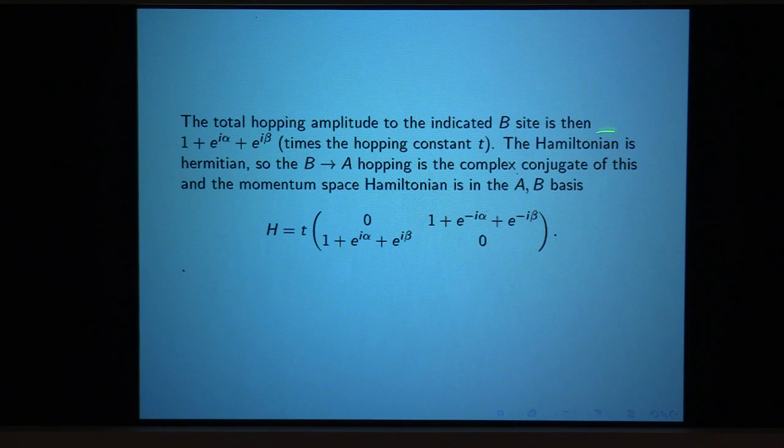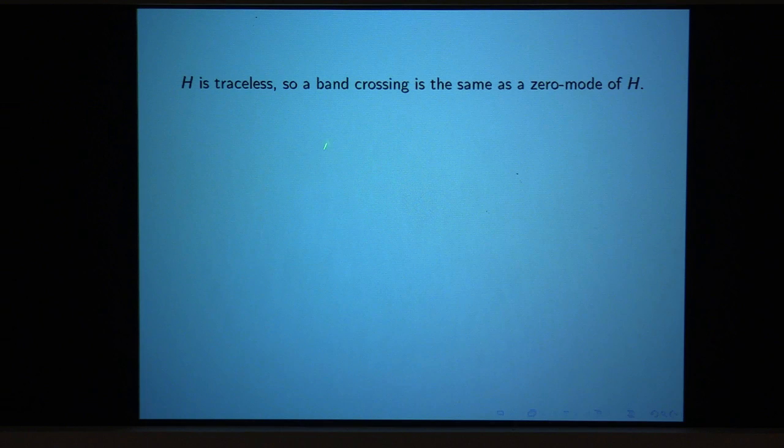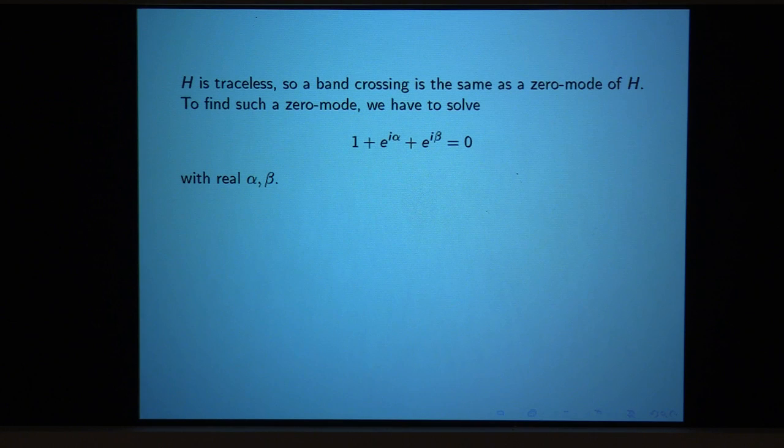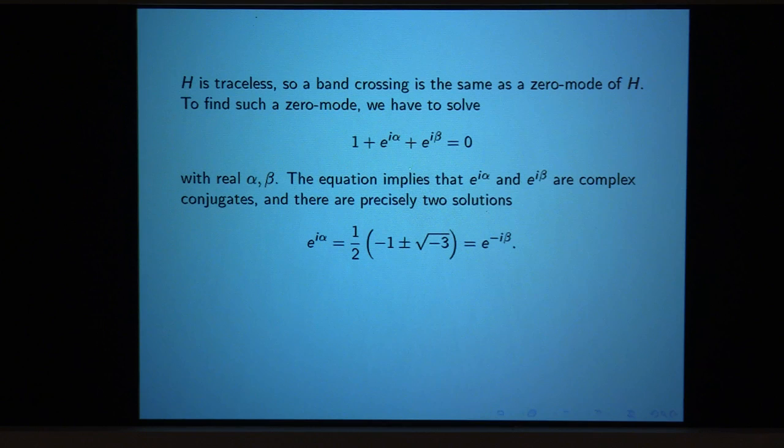So the condition for a zero mode, which will be the condition for a band crossing, and that will be a Dirac point, is the same as the condition for a zero mode of H, but that just means that this matrix element, or equivalently this one, which is its complex conjugate, should vanish. So the equation for zero mode is this one, where alpha and beta are supposed to be real. Well, since the equation is real, it implies that e to the i alpha and e to the i beta are complex conjugates. And since they're complex conjugates, their real part has to be minus a half to make the equation work. And since they have modulus 1, there are precisely these two solutions. e to the i alpha and e to the i beta are cube roots of 1, which are complex conjugates. So there are two points where the Hamiltonian has zero modes.